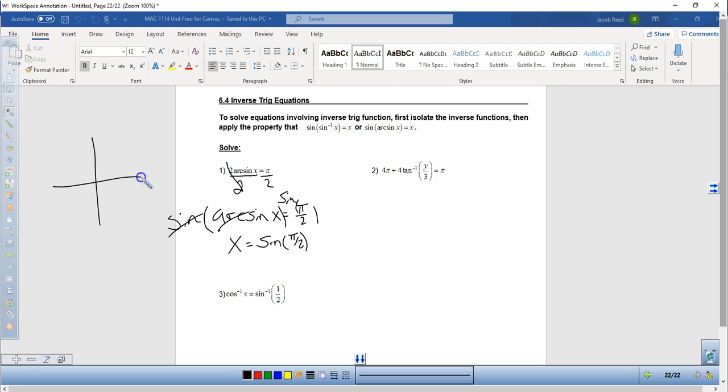Well, we're talking about sine of pi over 2. Pi over 2 is right here. That's 0, 1, a quadrantal angle. And sine is y over r, so 1 over 1. So x is equal to 1.